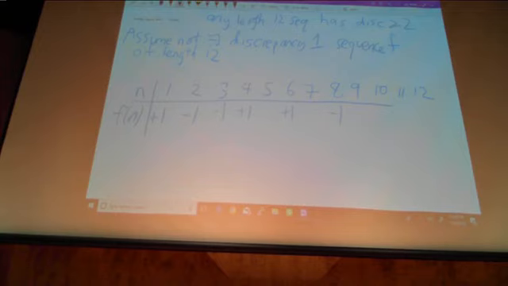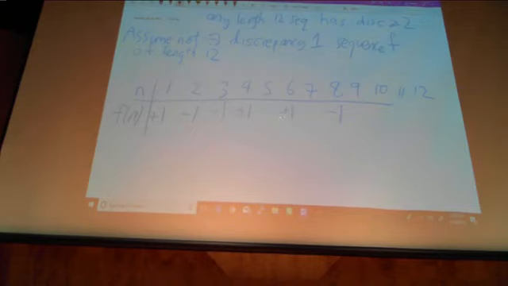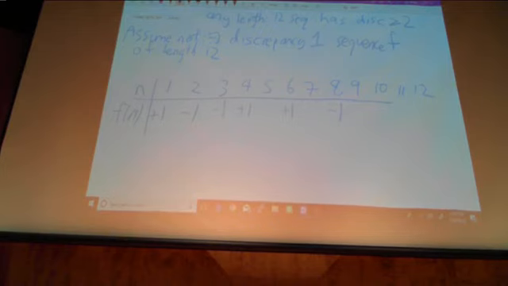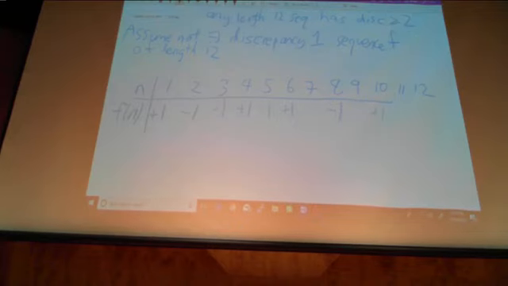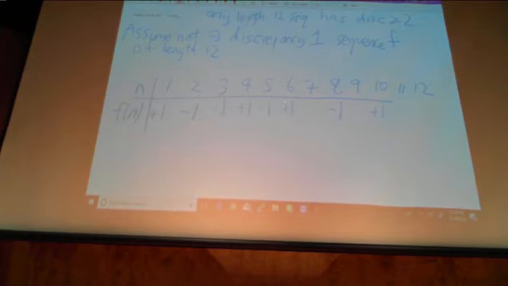What else? Okay, 5. 5 has to be minus 1, because otherwise plus 1, minus 1, minus 1, plus 1, plus 1, plus 1, if you work it out, is 2, and that's not allowed. 5 has to be minus 1, which makes 10 plus 1. If you look at 5 and 10, let's see, what else? 6 is plus 1, so 12 will be minus 1.